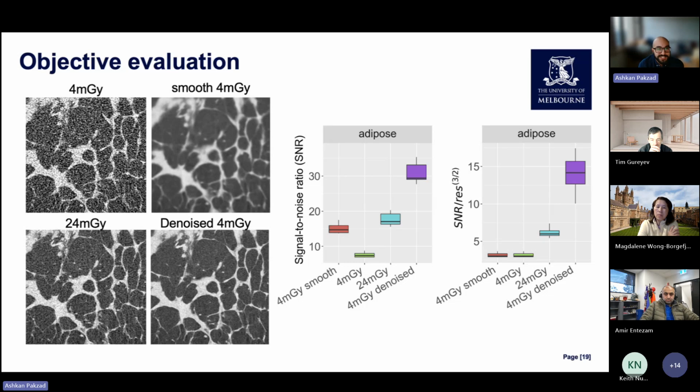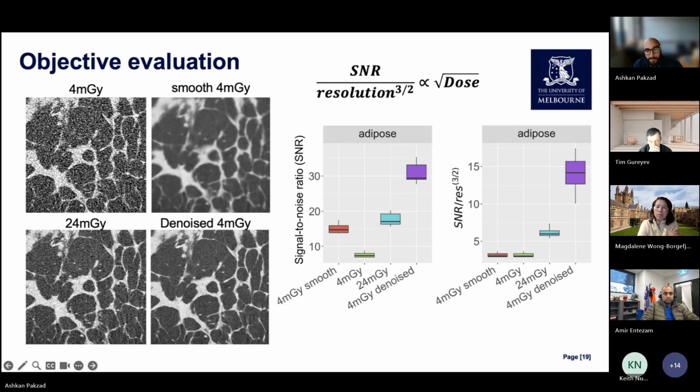However, for that smooth image, as I was saying earlier, once we start to account for the resolution, it's equivalent for the smooth image. And what we see in terms of our denoising, even when we account for the resolution, it has indeed increased. And we can think of this y-axis from earlier as being equivalent to the square root of dose, which if we look at, for example, a 24 milligray image, which does about 2.4 times better than the 4 milligray, sorry, has a higher SNR over resolution to the power 3 over 2.